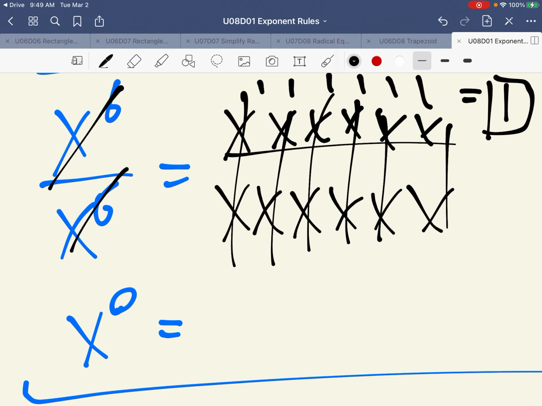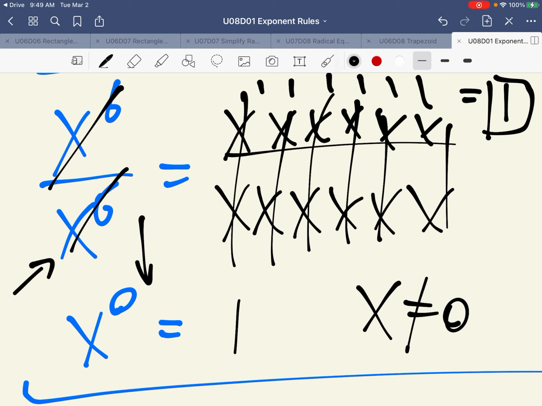Which should also make sense because any number divided by itself is equal to 1, but at the same time, by the subtraction rule, this is also equal to x to the 0. So x to the 0 is equal to 1 for all numbers, with one exception. That is if x is equal to 0, because division by 0 is undefined. So if the denominator were equal to 0, then this rule would not apply.